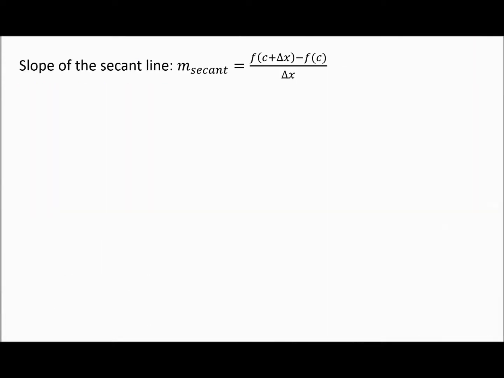Now let's take a look at this formula. This is the slope of the secant line. A way we could write that is m sub secant. You could abbreviate that too, but the secant line, remember, is the one that intersects at 2 points.